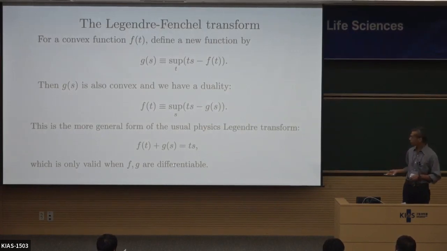But I just want you to understand that the usual physics Legendre transform is this form. It's just a special case of this. Okay, so someone tell me, how do you go from here, if I tell you g and f are differentiable, how do we go from here to this?